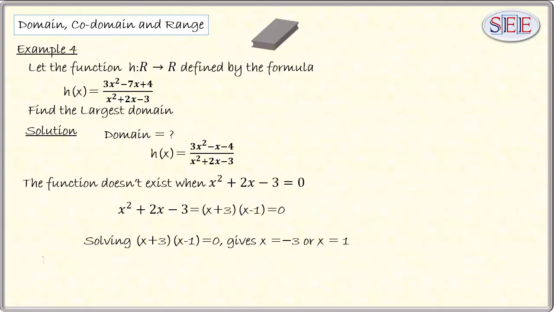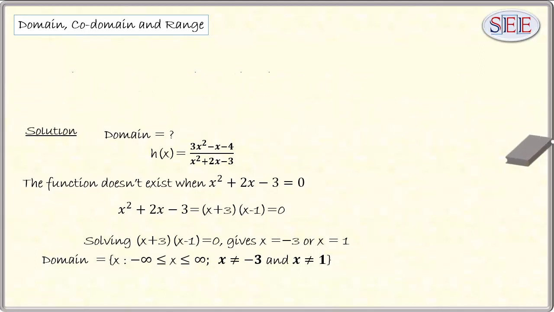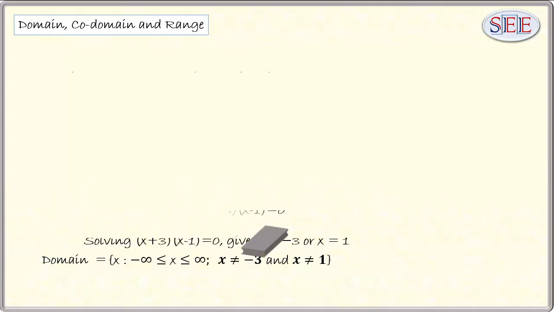So the domain of this function h will now be any real number with the exception of minus 3 and 1. So the domain will now be equal to the set containing x such that minus infinity is less than or equal to x, and x is less than or equal to infinity, but x cannot be minus 3 and also x cannot be 1. These are the only two values we removed from the set of real numbers to get the largest domain.